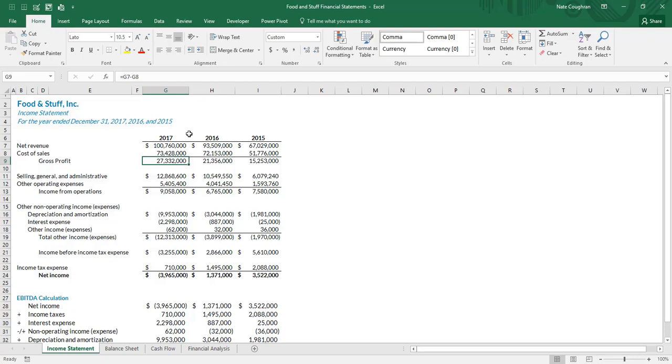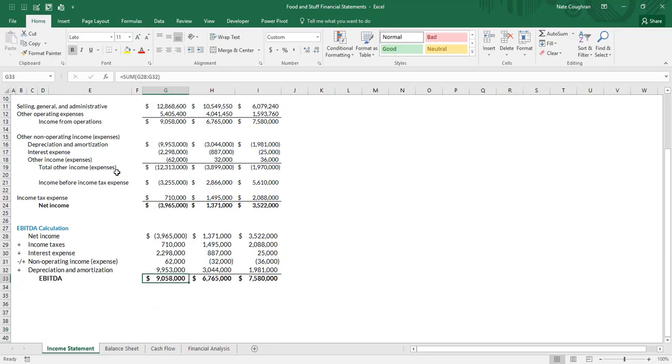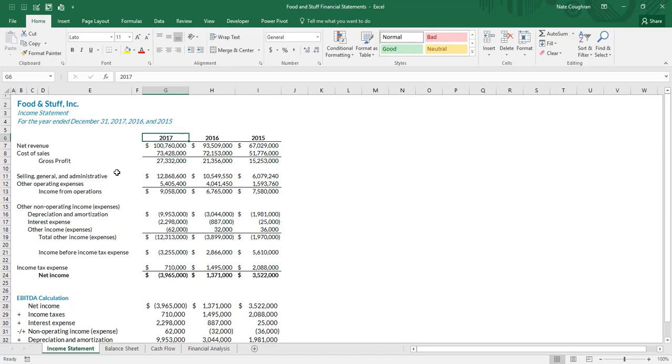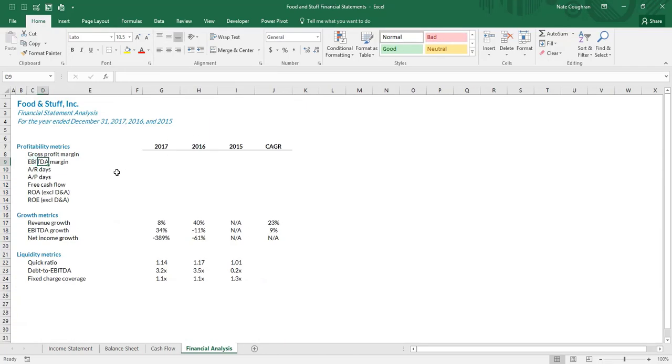So in this case, the gross profit is $27 million. Now to calculate the gross profit margin, we are going to take the gross profit right here, the 27 million, and divide it by net revenue. And then to figure out the EBITDA margin, we will go down here and we'll take EBITDA and divide that by net revenue.